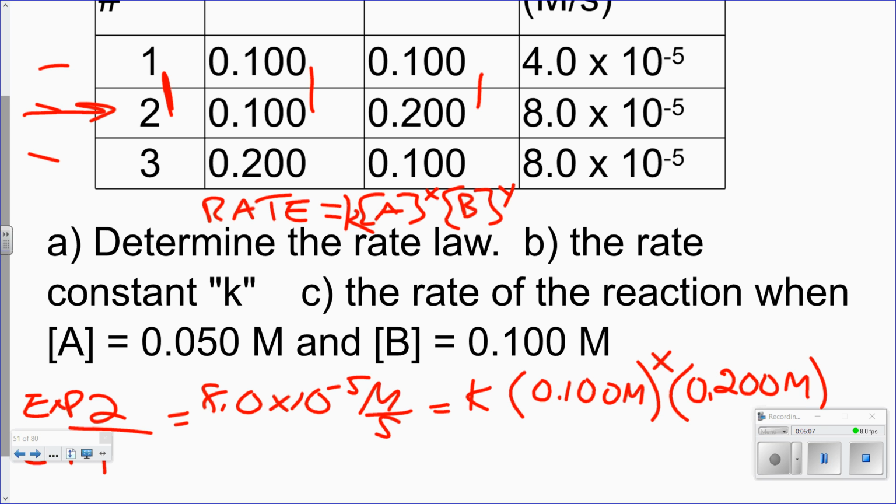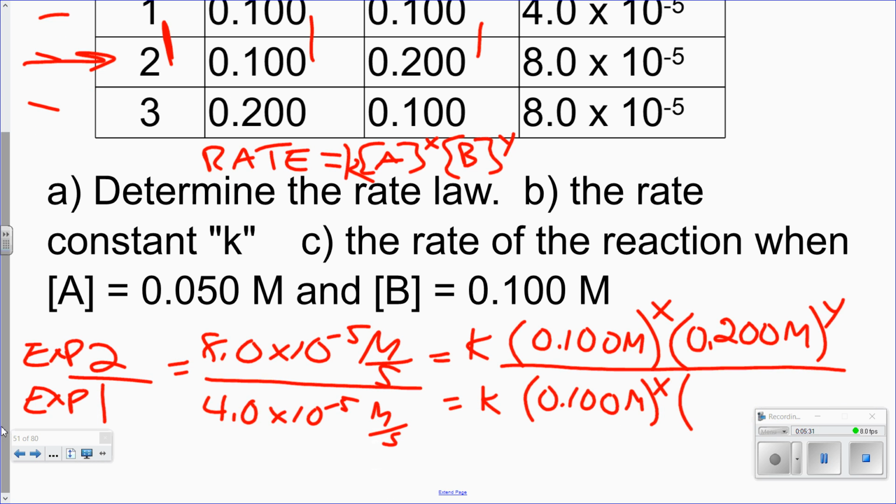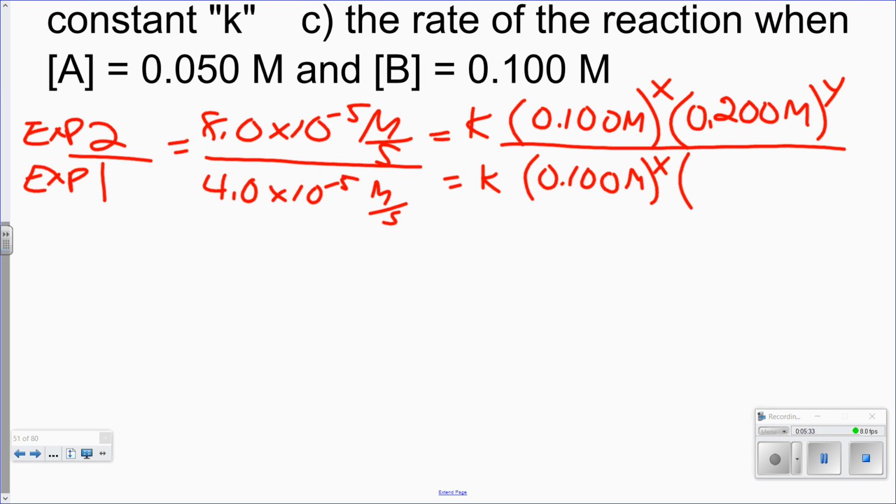0.200 molar. I got a little ahead of myself. And now I'm going to divide that by everything from experiment 1. So experiment 1 is 4.0 times 10 to the negative fifth molarity per second is equal to K, which I don't know yet, times the concentration of reactant A raised to the X, times the concentration of reactant B raised to the Y. Now, let's cancel out everything that stays as 1.